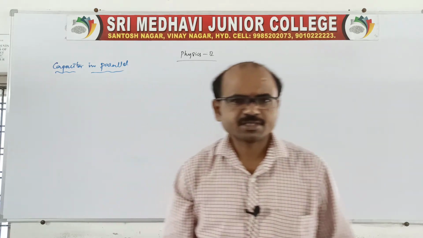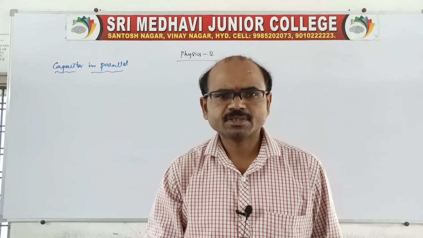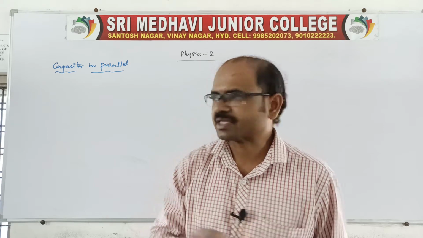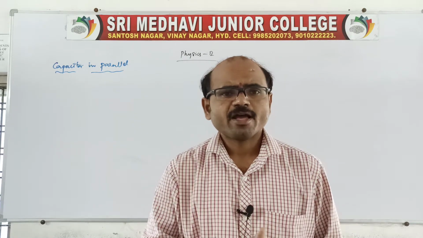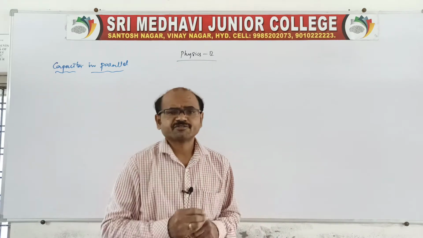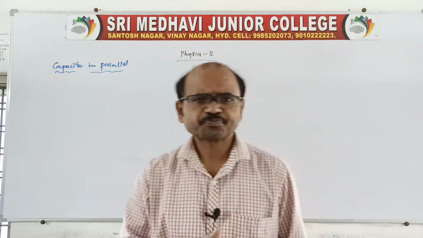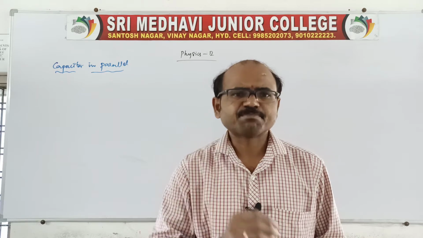In the previous class we finished the series combination of capacitors. Now let us take the second combination, that is the parallel combination. When capacitors are in parallel, we have to find the effective capacitance. Let us take a number of capacitors, each with capacitance C1, C2, C3, C4 and so on, which are connected in parallel.